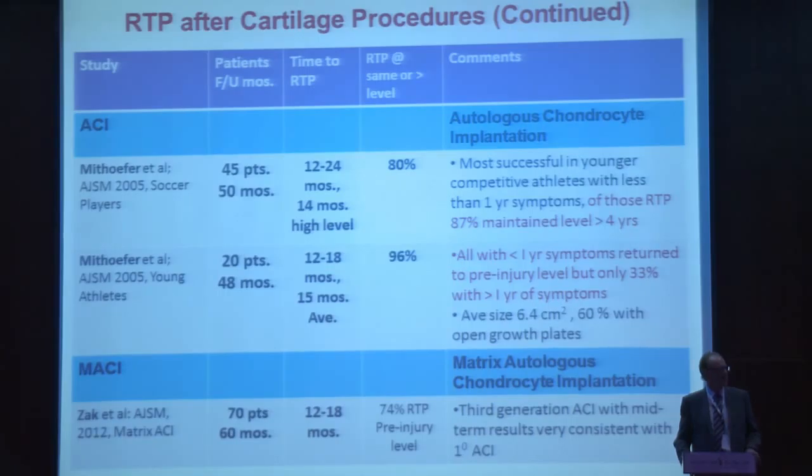And then in another study with an average size of 6.4 square centimeters, so larger lesions, they found that with ACI, all that had symptoms less than 1 year returned, but only 33% of these adolescent athletes were able to return if they had symptoms for more than 1 year. Chronic, more difficult to treat, more difficult lesions inside the knee, a more difficult biologic process inside the knee.